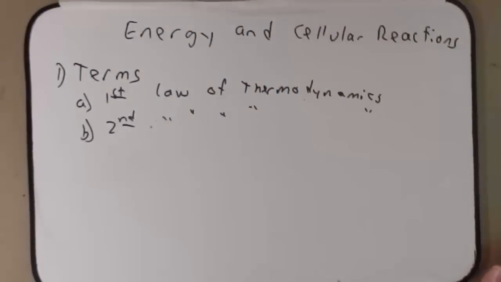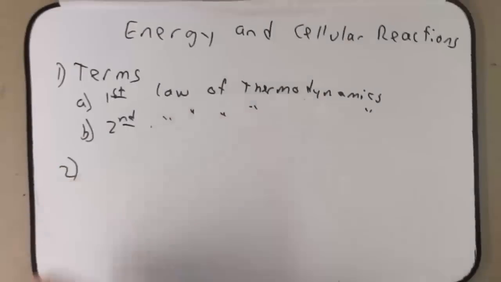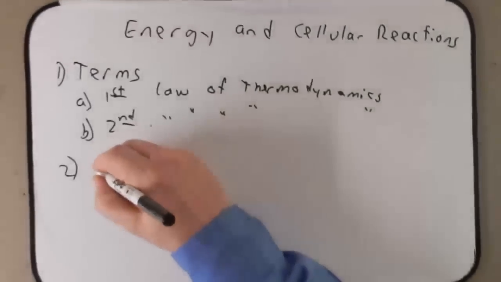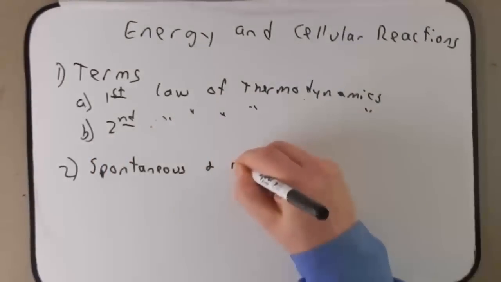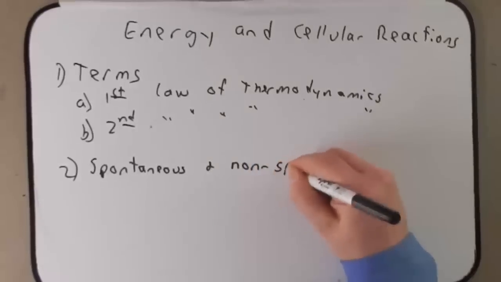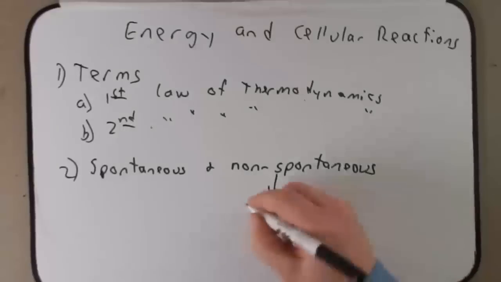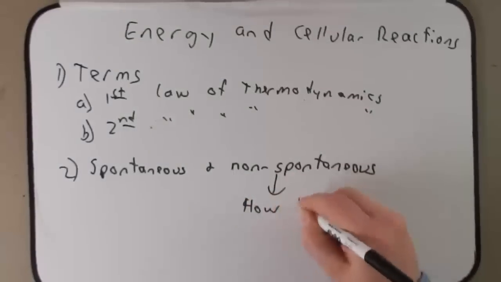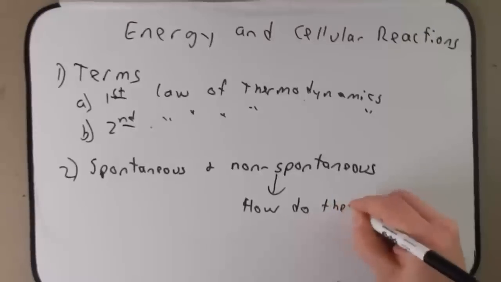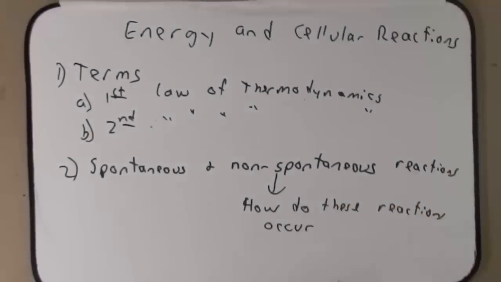And talk about why these laws are so important in maintaining cellular stability. And then we want to talk about both spontaneous and non-spontaneous reactions, and in particular, how we make these non-spontaneous reactions occur. So how do they occur? So let's go ahead and get started.